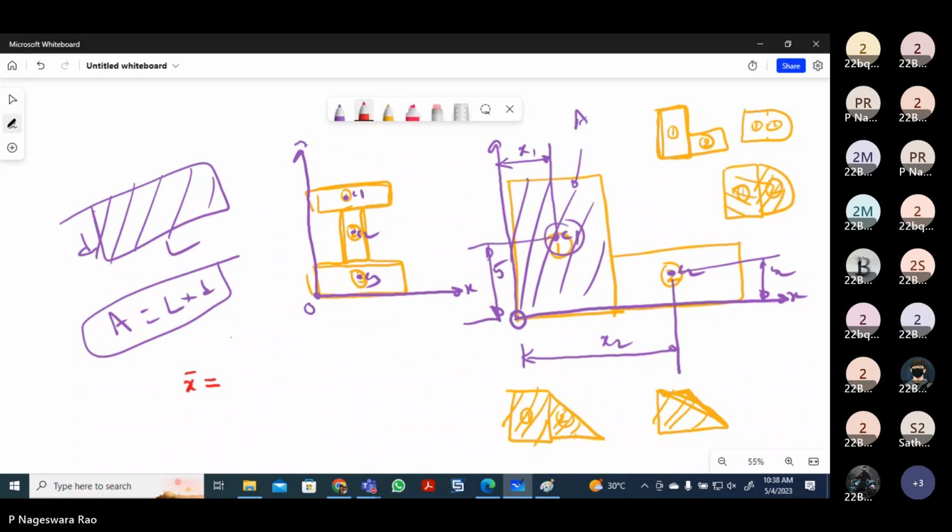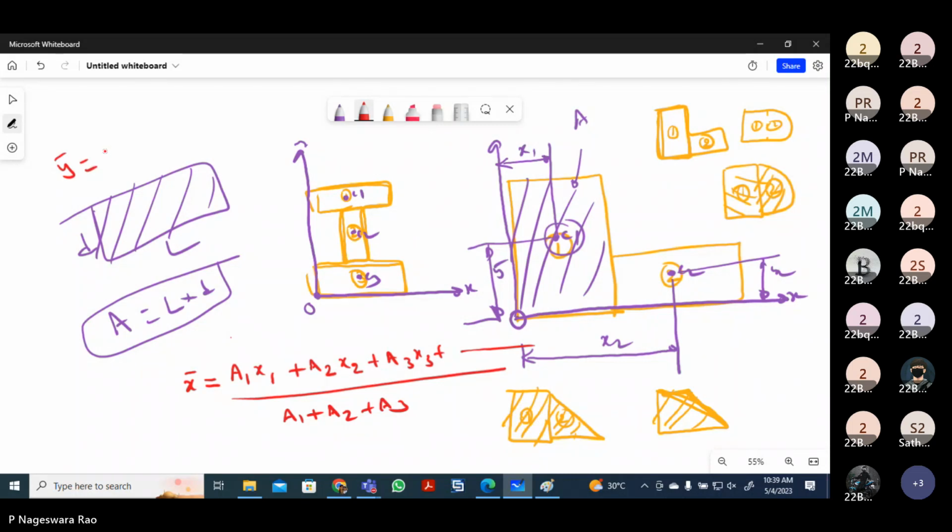After that, calculate each area and measure the x coordinate, the centroid of the first area, then the next area, the second area, its centroid x coordinate, next A3 x3, like this. Similarly for y, divided by A1 plus A2 plus A3. Similarly, y bar means the centroid y coordinate for the entire shape. So A1 with its centroid y coordinate y1, the second area with its centroid y coordinate, the third area with y3, and so on.